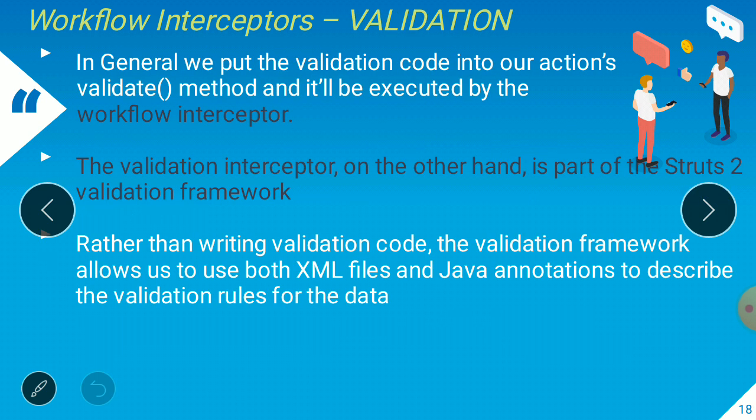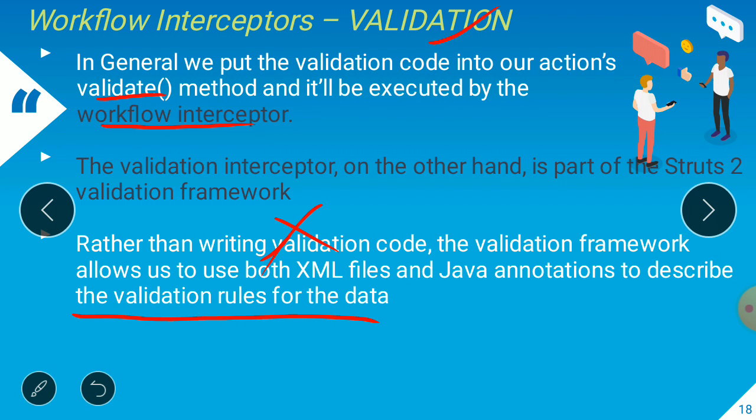The next interceptor in this category is validation. In general, we put the validation code into our action's validate method, and it will be executed by the workflow interceptor. Normally if you want to validate, you would write a validate method inside the action, and that workflow interceptor calls this validate method. On the other hand, instead of writing like this, you can use the validation framework that is in Struts 2, with the validation interceptor. Rather than writing validation code, there is no need to write validation code. Instead of that, we can describe the validation rules.